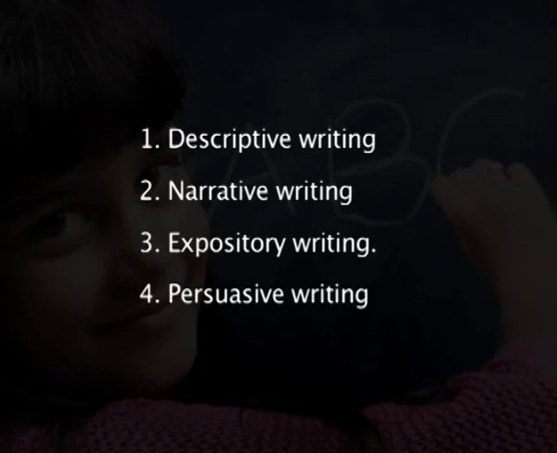Before we try and understand a narrative, let us first look at different types of writing in English. There are basically four different types of writing. They are descriptive writing, narrative writing, expository writing, and finally persuasive writing. All these types of writing help a writer to express his views and thoughts in a clear manner.